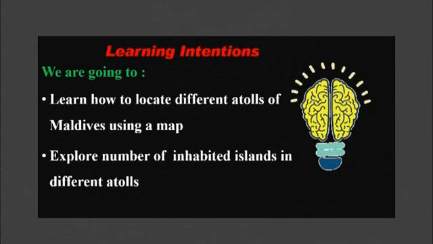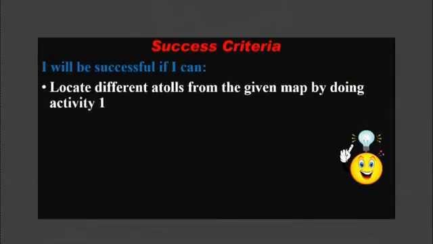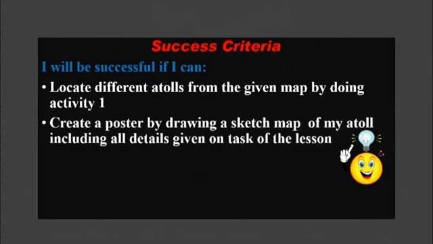Next, let's see the success criteria. You will be successful if you can locate different atolls from the given map by doing activity 1. Create a poster by drawing a sketch map of your atoll, including all the details given on the task of the lesson.